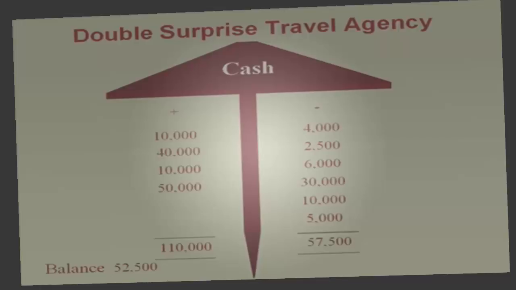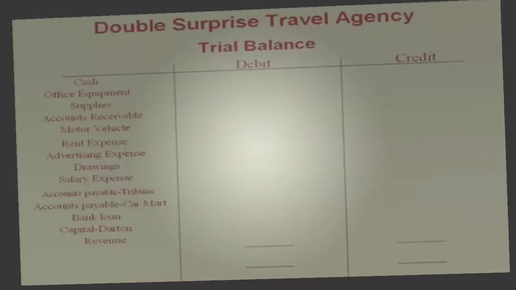Are you done? The first thing I want you to do is do what's called a trial balance, which looks like this. Debit means left, credit means right. List the names of all the T accounts. For example, the first was cash.